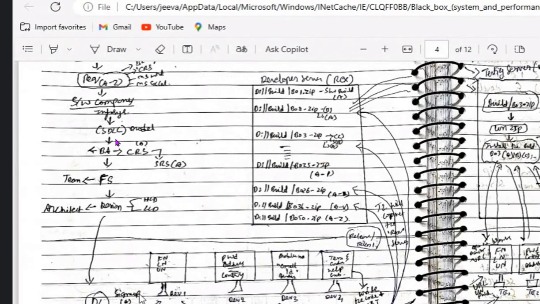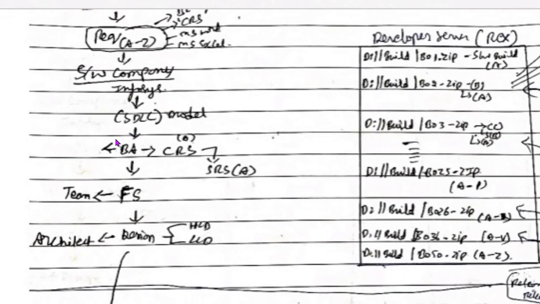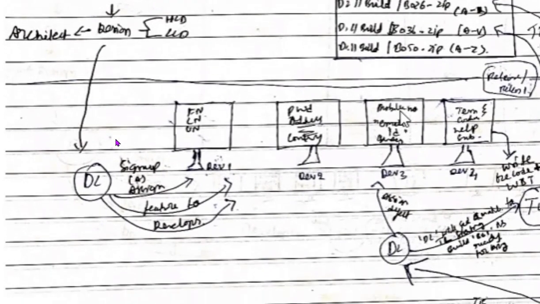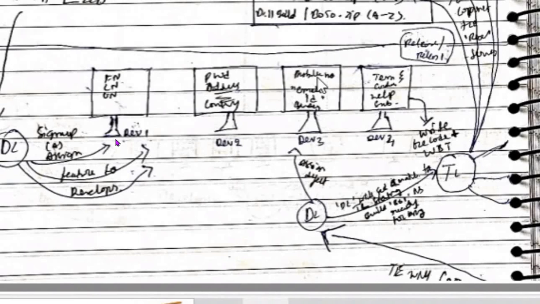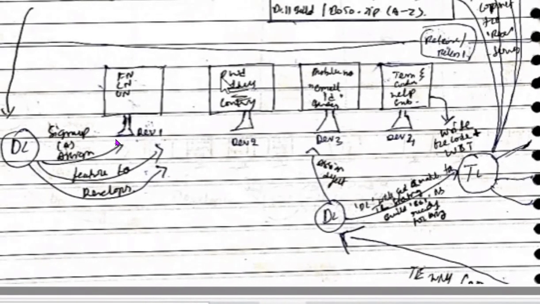They will assign one feature to developer one, another feature to developer two, another to developer three, developer four, developer five, developer six. Like that, there are hundreds of developers. They will develop each and every individual function and deploy it to the development server. Suppose let me take the development server as Rex server.